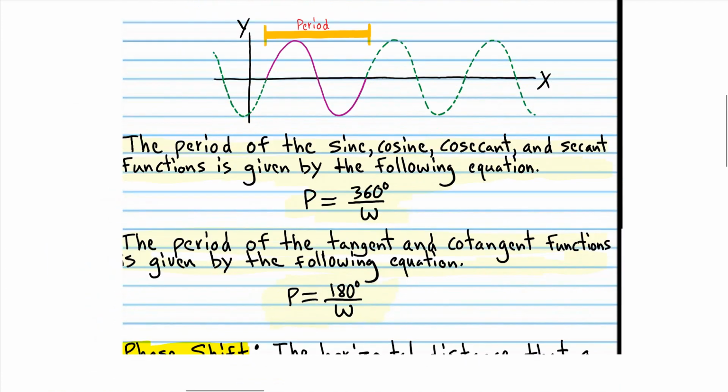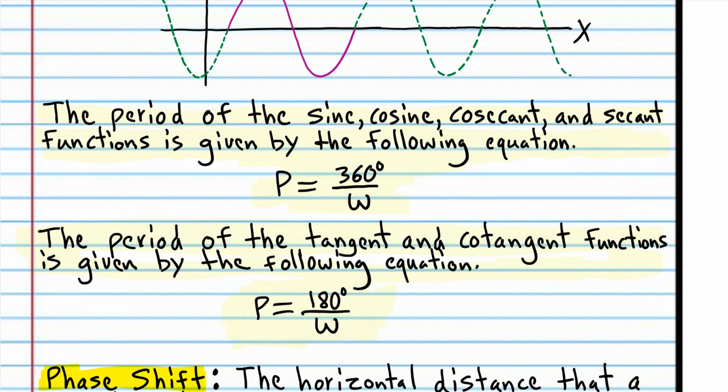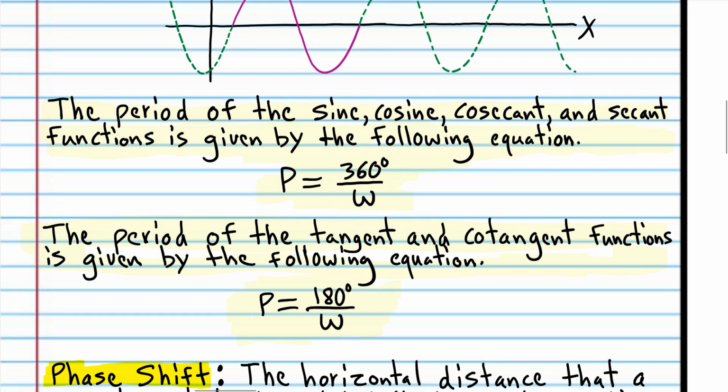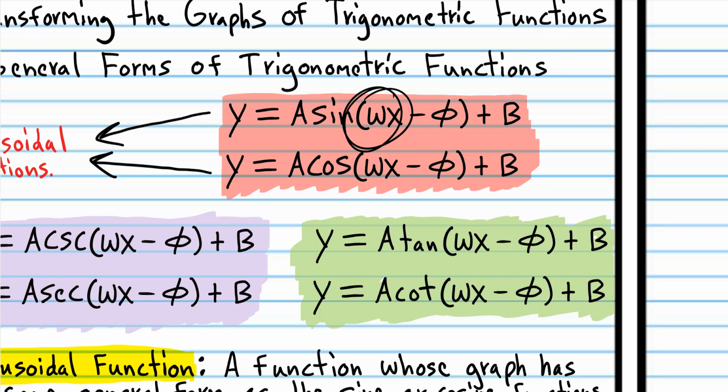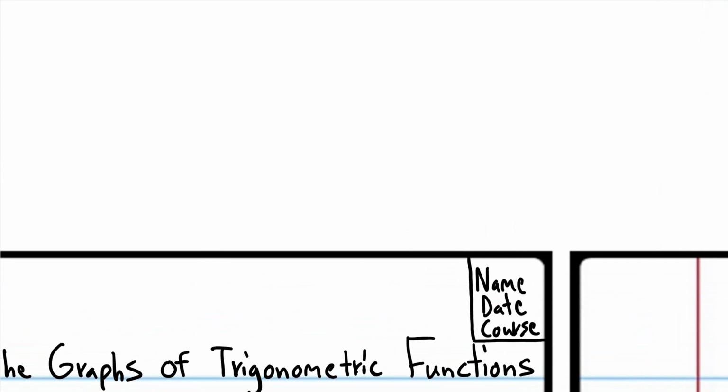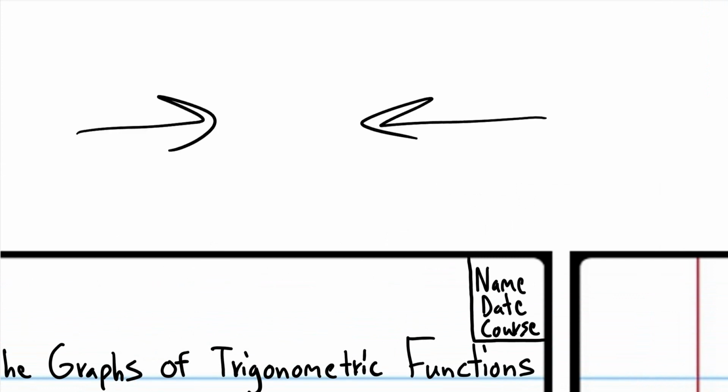So, in order to define the period of the sine, cosine, cosecant, or secant curves, we divide 360 degrees, the normal period for the basic graphs, by omega. Now, what is omega? Omega is the coefficient of x in all of these equations. Remember, when you multiply x by a number, assuming it's a whole number, you compress the graph horizontally. So picture yourself pushing the graph inward from the right and from the left, pushing it together.